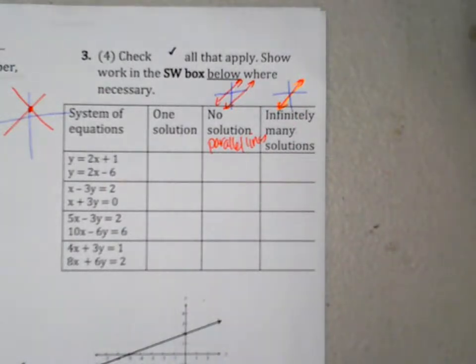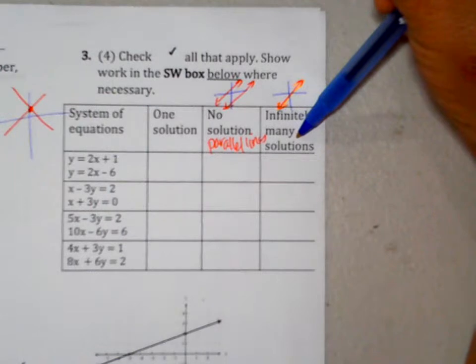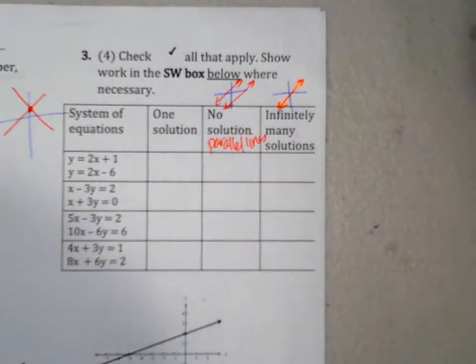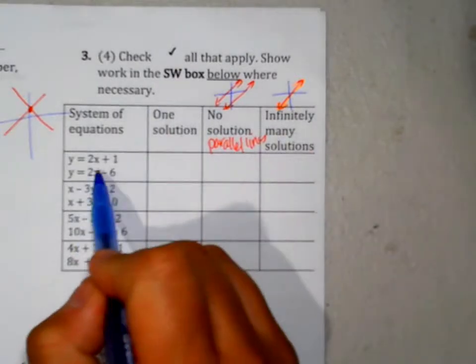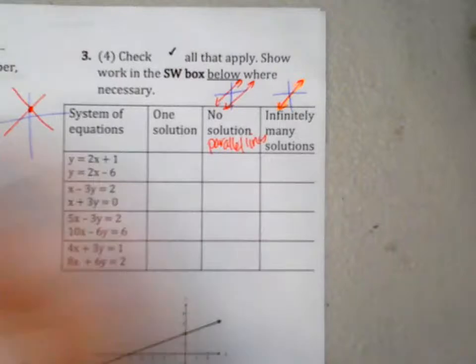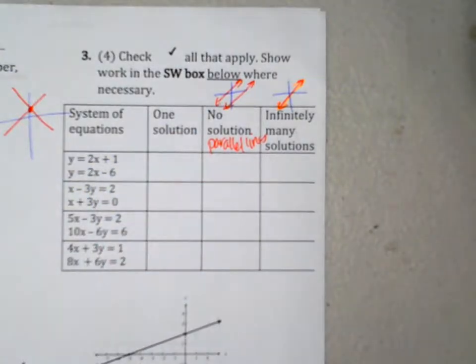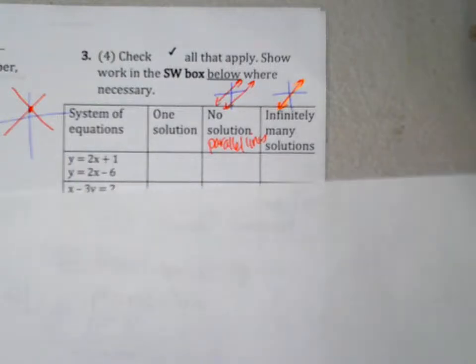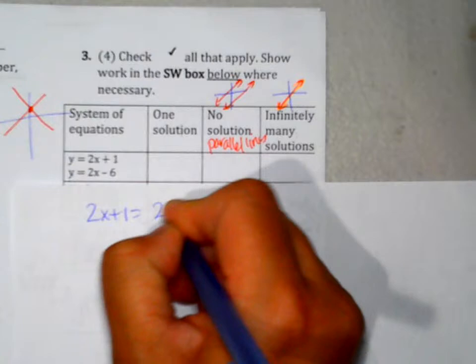So how do we do that? You have a couple ways to look at this and figure out if it's one solution, no solution, or infinitely many solutions, okay? And we want to solve the systems. So in this case, you have a couple of options. You can eliminate, you can substitute. For this one, I would just substitute because y equals both. So for a question like this, I would have 2x plus 1 equals 2x plus 6.